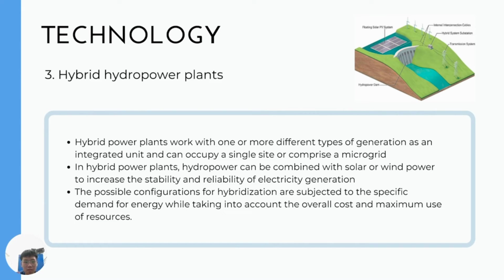In hybrid power plants, hydropower can be combined with solar or wind power to increase the stability and reliability of electricity generation. The hybridization allows PV panels or wind turbines to produce energy when the sun or wind is available, while saving water for hydroelectricity to complement during intermittent times. The possible configurations for hybridization are subject to the specific demand for energy, while taking into account the raw cost and maximum use of resources.